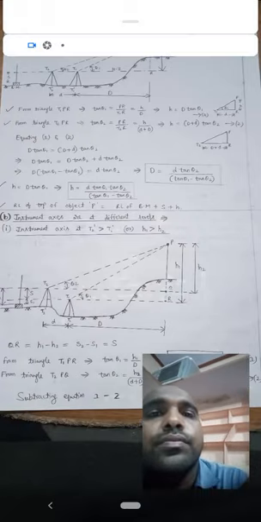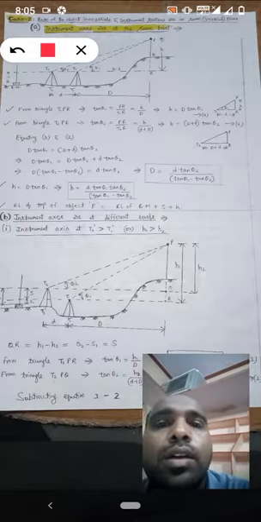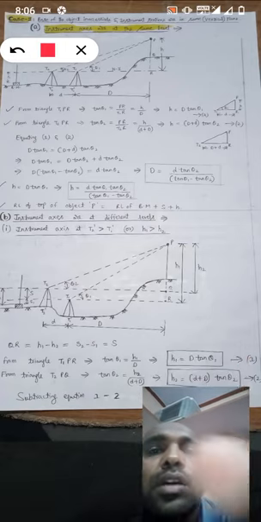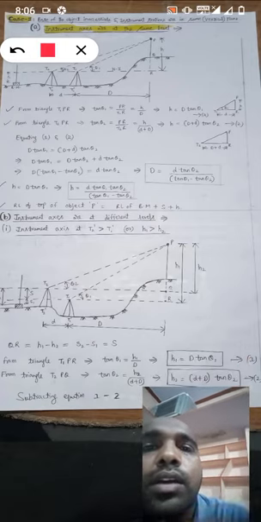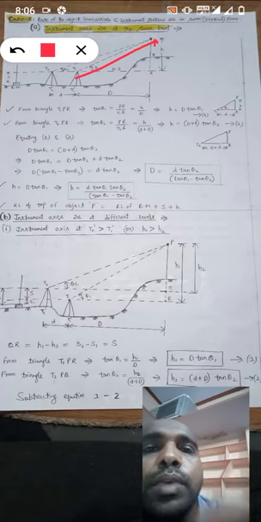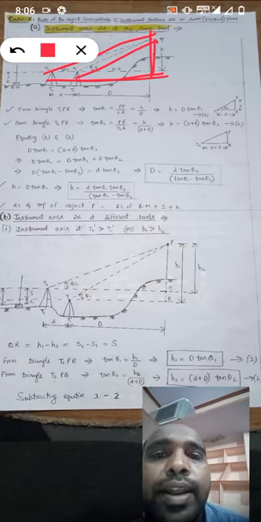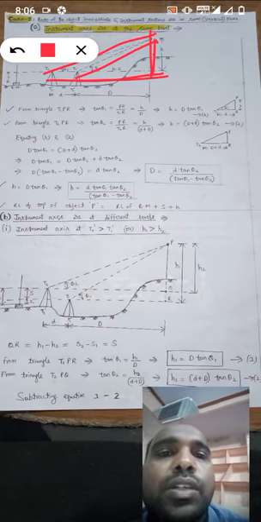First triangle T1 PR. Next one T2 PR. Two triangles, and from the two triangles we are finding the H. Okay, so first T1.